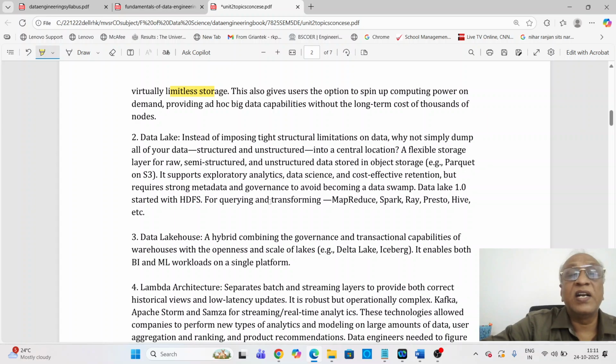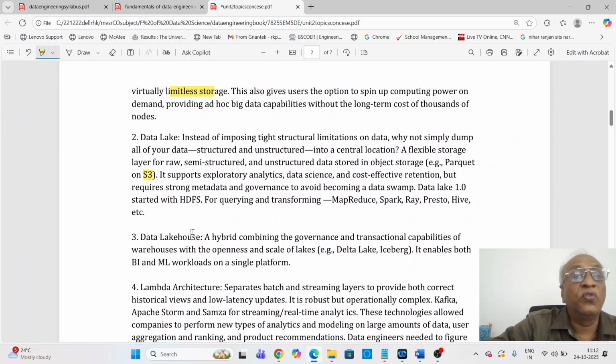So next is a data lake. Data lake evolved with the question: why should we have tight structural limits on data? Why not simply dump all the data, whether it is structured or unstructured, into a central location? So what a data lake basically is, it's a flexible storage layer for raw, semi-structured and unstructured data stored in object storage. Among object storage formats, Parquet is one such famous format, used on S3.